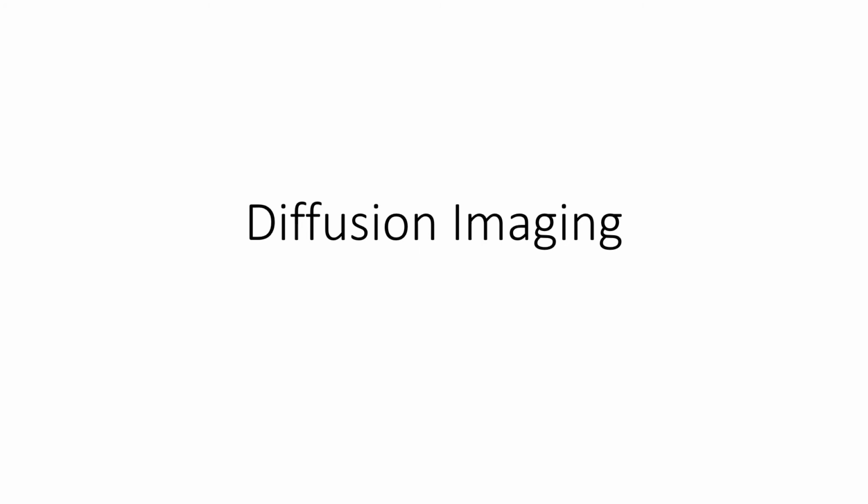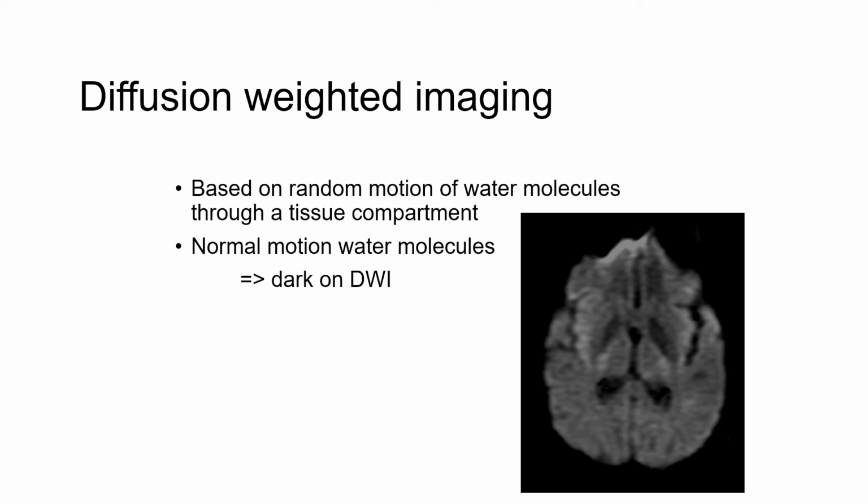We're now going to move into talking about diffusion imaging. Diffusion imaging is a way to look at the white matter structure of the brain, but we can also use it to understand microstructure of gray matter regions. Diffusion imaging is based on random motion of water molecules through tissue and on a scan.